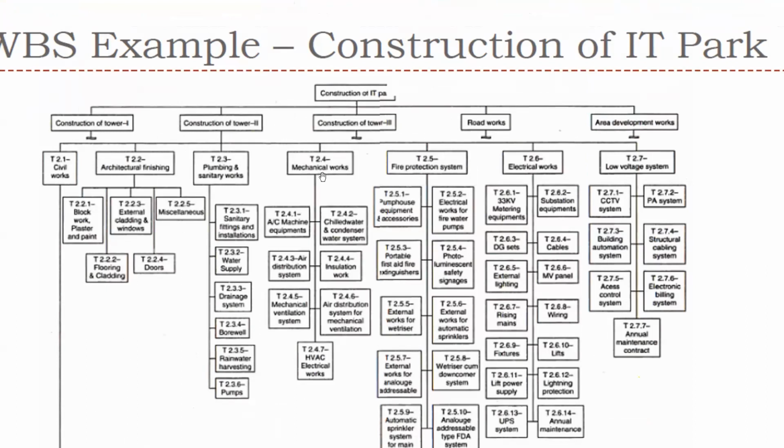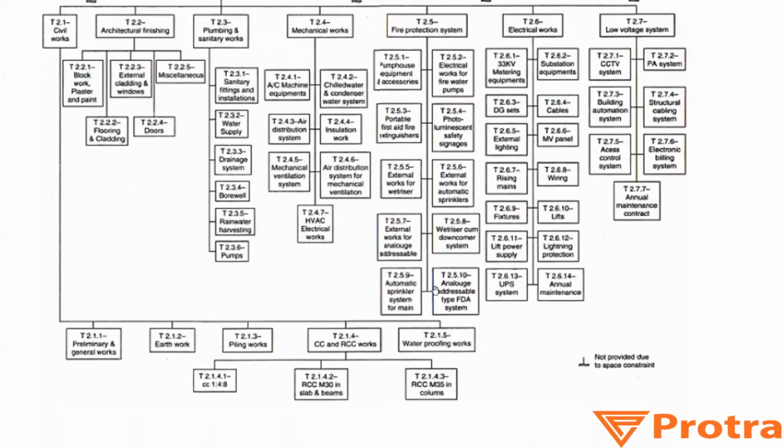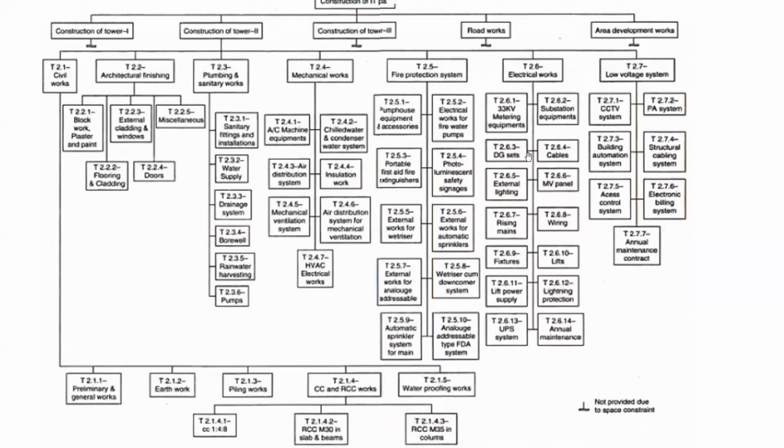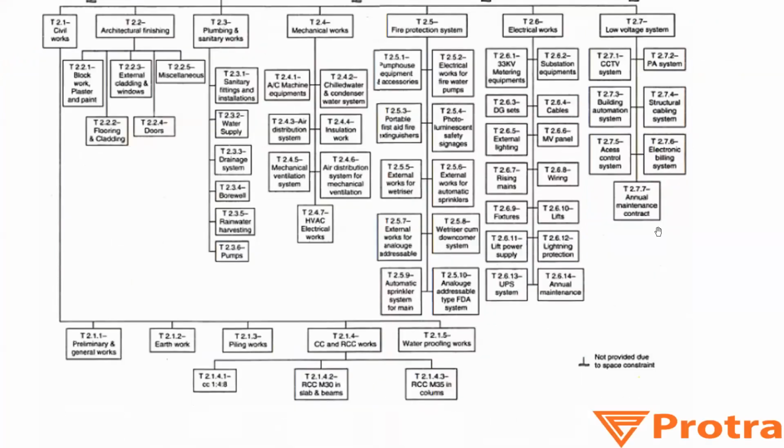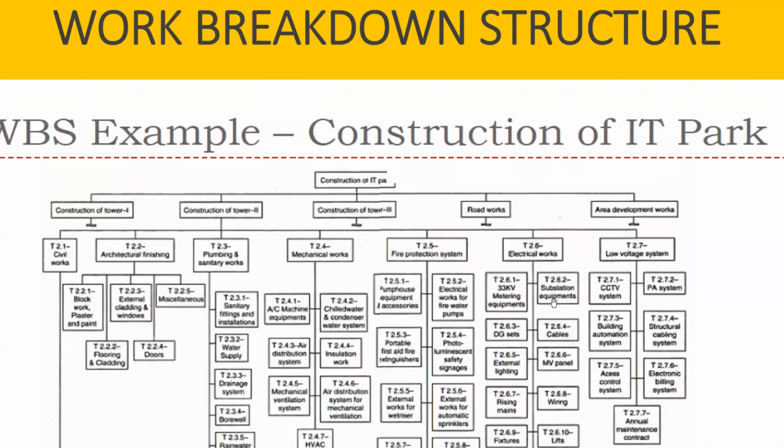Mechanical works, they have subdivided into AC machine equipment, all this mechanical, different HVAC, air distribution system, all these things. Fire protection, they have divided into 10. Then electrical works also, they have divided into 14. Low voltage system, they have divided into 7 subtasks. So this is what a work breakdown structure looks like.